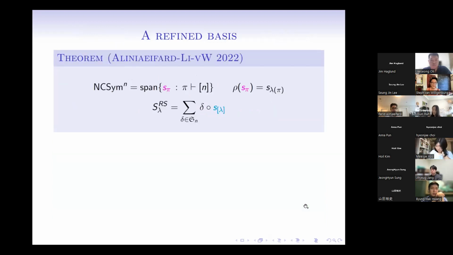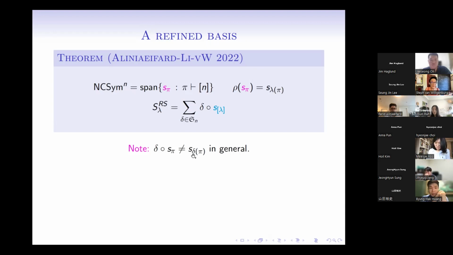Then the really nice thing is that our Schur functions in non-commuting variables form a basis. And if you let the variables commute, then what you get out are the classical Schur functions. And even better is that our source Schur functions naturally refine Rosas and Sagan Schur functions. But unlike the other bases, we don't have that if delta acts on S pi, we get S delta of pi. Happens sometimes, but not always.